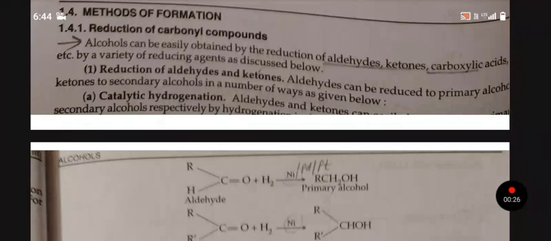Methods of formation. Reduction of carbonyl compounds. Alcohols can be easily obtained by the reduction of aldehydes, ketones, carboxylic acids, etc., by a variety of reducing agents as discussed below. First, reduction of aldehydes and ketones. Aldehydes can be reduced to primary alcohols, or ketones to secondary alcohols, in a number of ways.